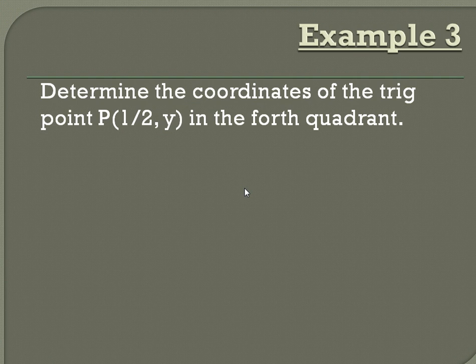Example number 3. Determine the coordinates of the trig point half, y in the fourth quadrant. In this case, I'm being told that I'm dealing with a trig point, so I definitely know that those points x and y are going to satisfy my equation x squared plus y squared is equal to 1. The value of x in this case is half, so I can make that substitution automatically. All I need to do now is solve for the value of y.